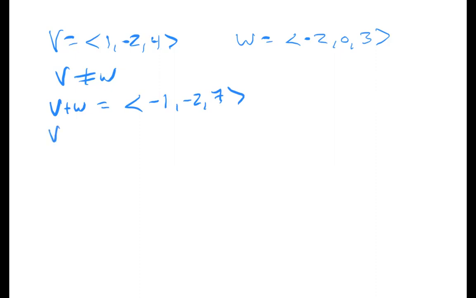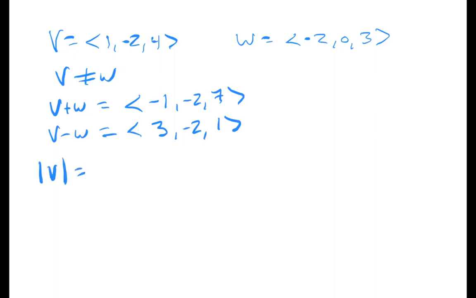V minus w would also be a vector in itself. That's going to be 3, -2, and 1. Once again, instead of adding, we're subtracting. So like I said, I'm trying to show you that working with vectors isn't going to be too terribly difficult here. Well, now let's find the magnitude of vector v.